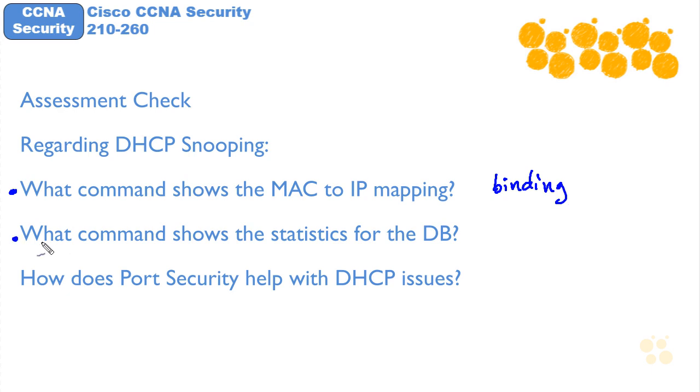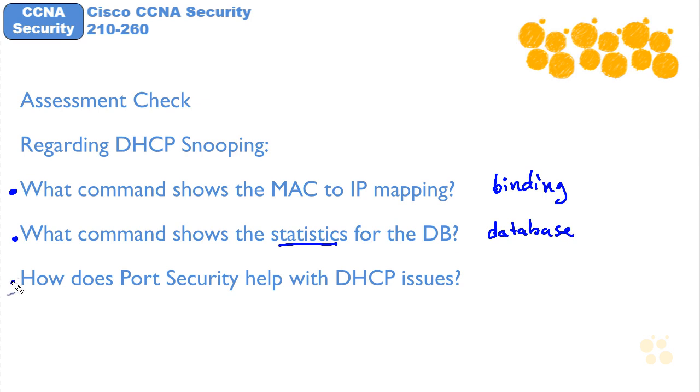Question number 2, what command shows the statistics for the DHCP snooping database? And in the nugget, I had a pop out that showed the option for seeing statistics, and it's actually the keyword of database. So the command show IP DHCP snooping database will give us statistics regarding that database.